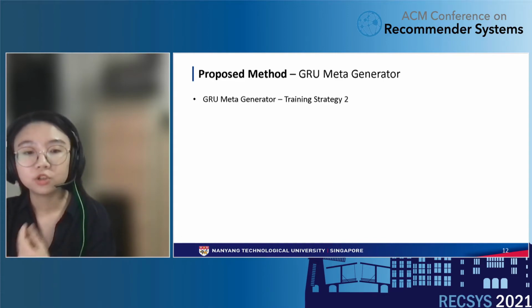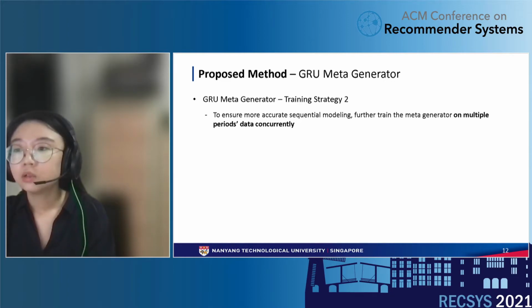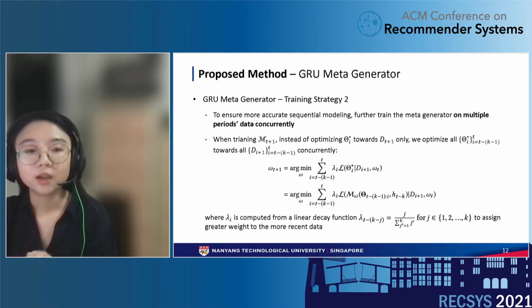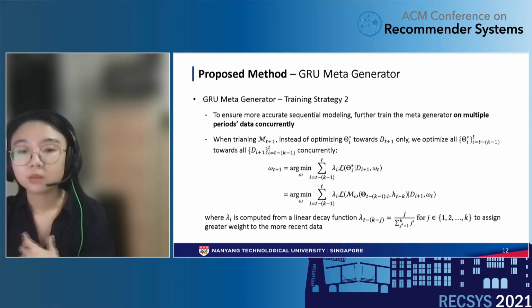And to further ensure more accurate sequential modeling, we propose the second strategy to train the meta generator on multiple periods data concurrently. When training the meta generator, instead of optimizing the final step model towards the next period's data only, we optimize models at all steps towards the respective next data sets concurrently. And the objective now becomes a weighted sum of the losses at different steps. Then we use a linear decay function to compute the weights assigned to different steps.